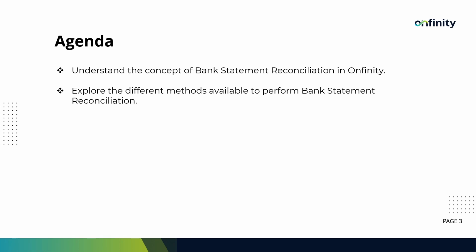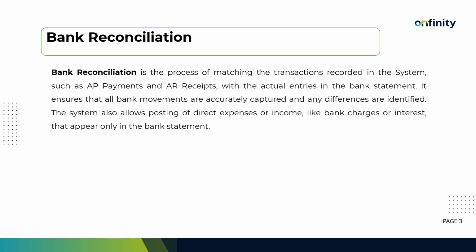We're going to start by covering bank reconciliation. I'll be explaining the concept of bank reconciliation within the Onfinity system, and we'll also go over the different methods you can use to create a bank reconciliation statement. Bank reconciliation is basically the process of making sure the transactions we have recorded in the system match the actual entries you see on your bank statement.